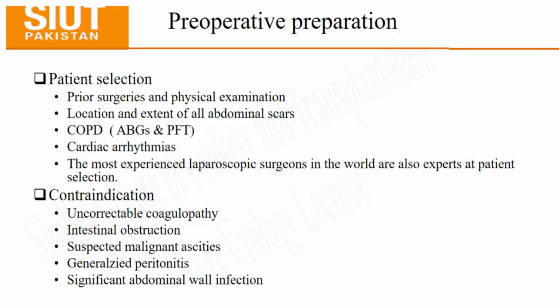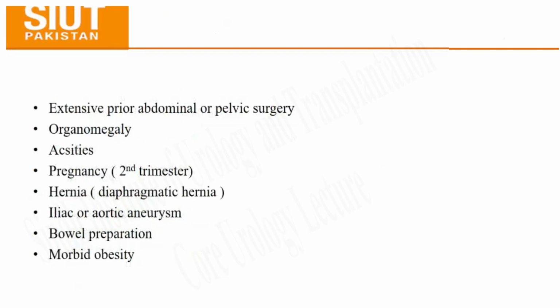Now the contraindications include uncorrectable coagulopathy, intestinal obstruction, suspected malignant ascites, generalized peritonitis, significant abdominal wall infection, and excessive prior abdominal or pelvic surgery. If a patient underwent laparotomy or infective surgery, or has suspected perforated appendicitis, this is a contraindication. But we have tried these cases also. If the surgery occurred 10 years back, we are hopeful that we can perform the surgery in these patients also. Organomegaly, ascites, pregnancy second trimester, hernia, iliac or aortic aneurysm, bowel preparation, morbid obesity. Recently we operated on a patient having morbid obesity, so this is not an absolute contraindication.